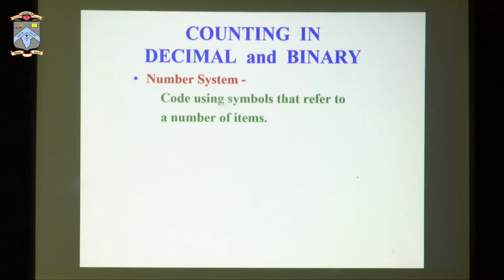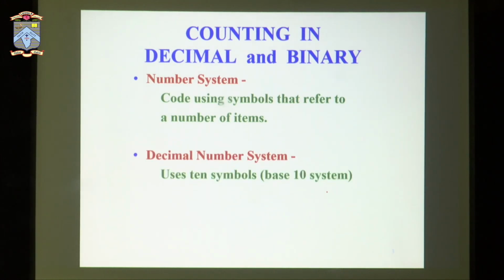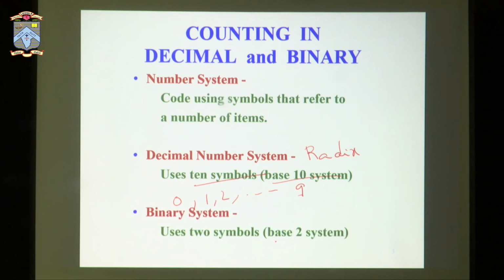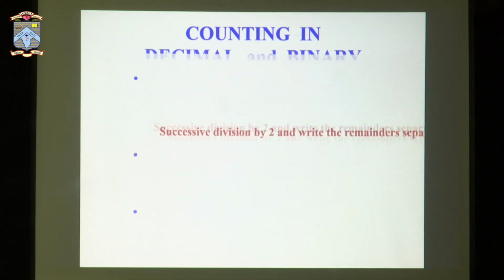From childhood, we are very familiar with the decimal number system. A number system is the number symbols we are using for the representation of any data. In a decimal number system, we are using 10 symbols, from 0, 1, 2 up to 9. So, totally the number of numbers in this system is 10. That is why the base is 10, which is also called the radix. Whereas, in a binary system, the symbols are only 2, that is 0 and 1. Therefore, the base is 2.